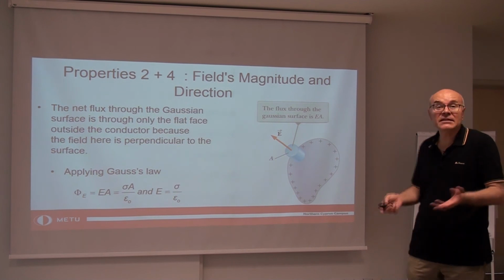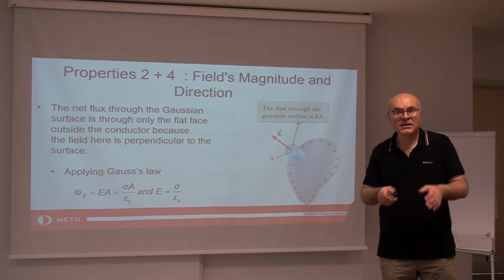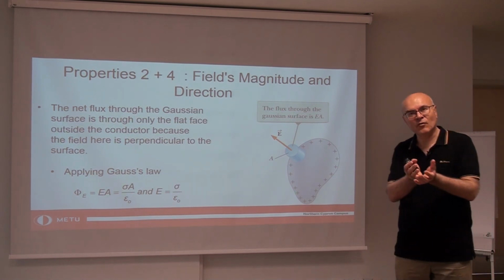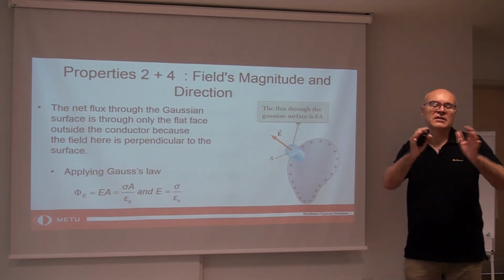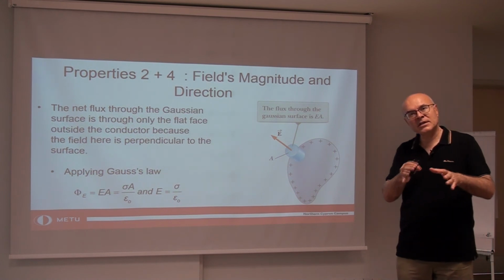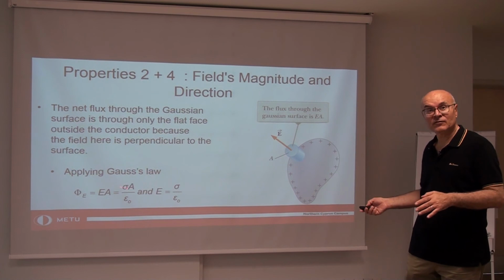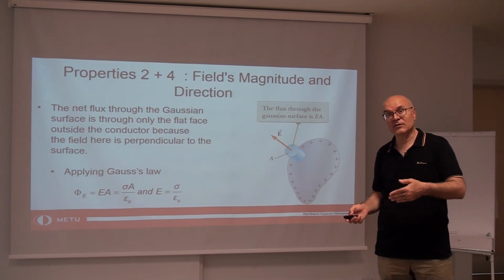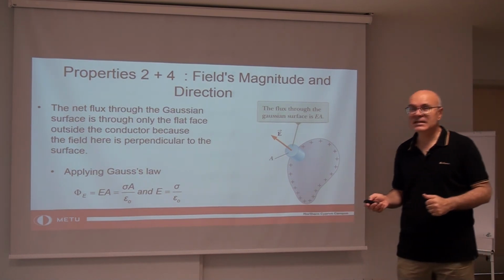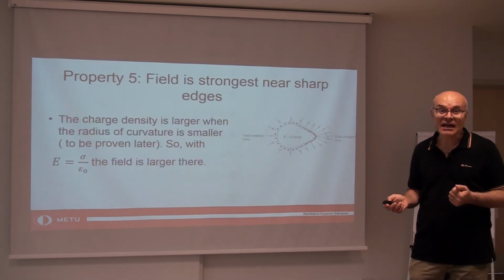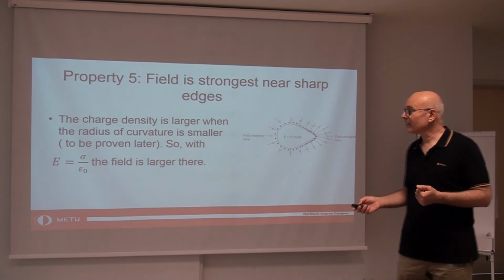Sigma, of course, doesn't need to be constant. Unless the conductor is symmetrical, like a sphere, for example, where the charge density is uniform, the charge density on the surface of a conductor does not need to be uniform. And therefore, sigma is not uniform, and the electric field, therefore, is not uniform. It's just as what we have seen. The electric field is actually stronger near the edges.